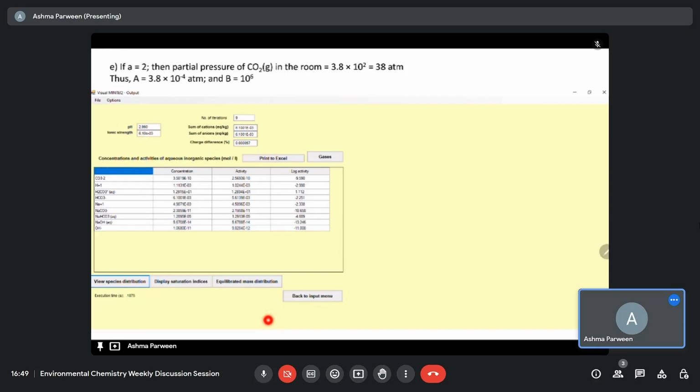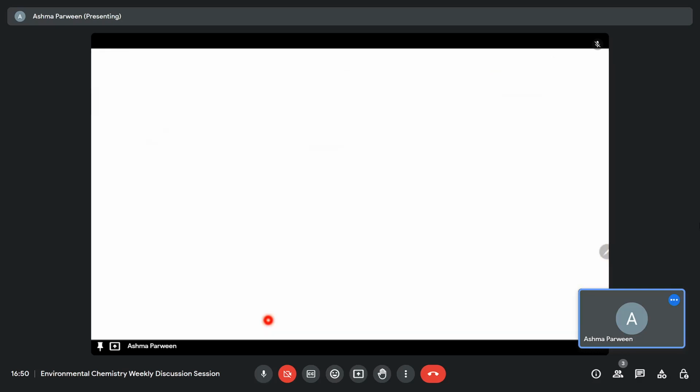Similarly, we will run for the last option, which is A equals 2, that is partial pressure of CO2 is 3.8 into 10 raised power 2. So we will multiply the pressure by 10 raised power 6, and finally we will run the software, and we get the pH as 2.990.